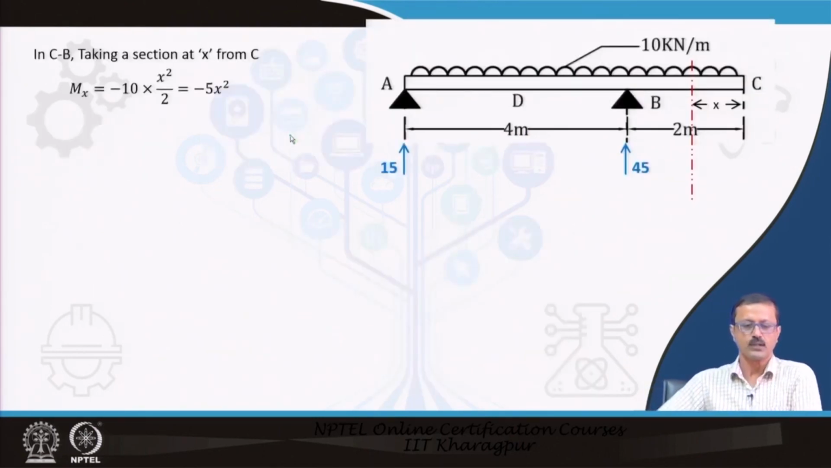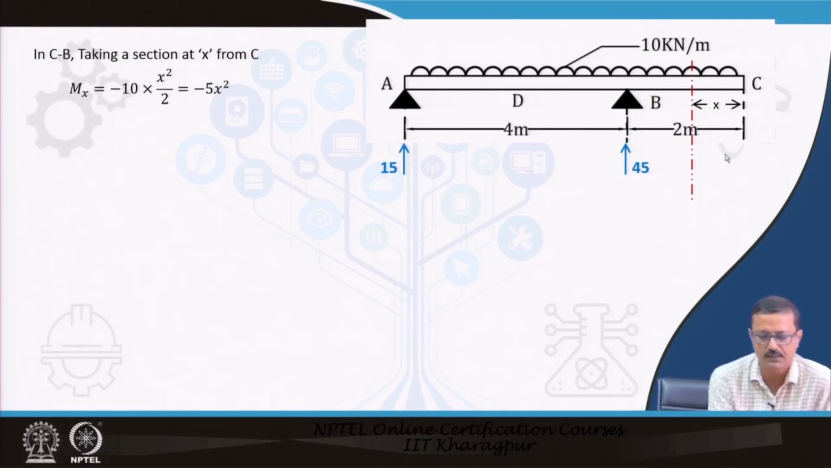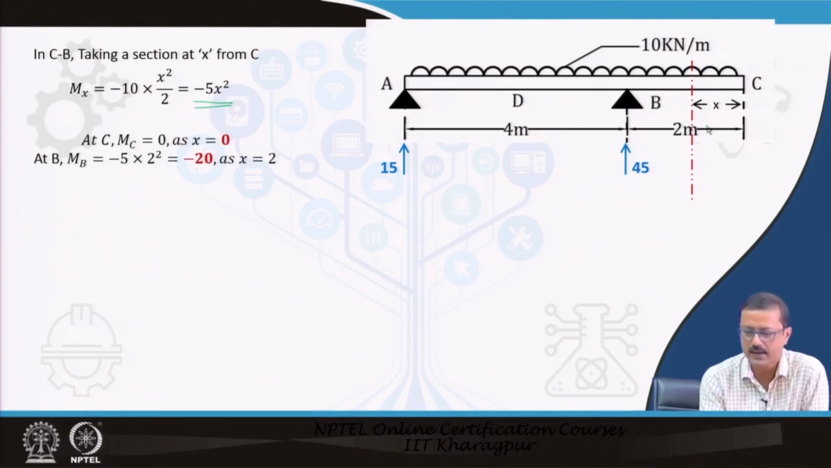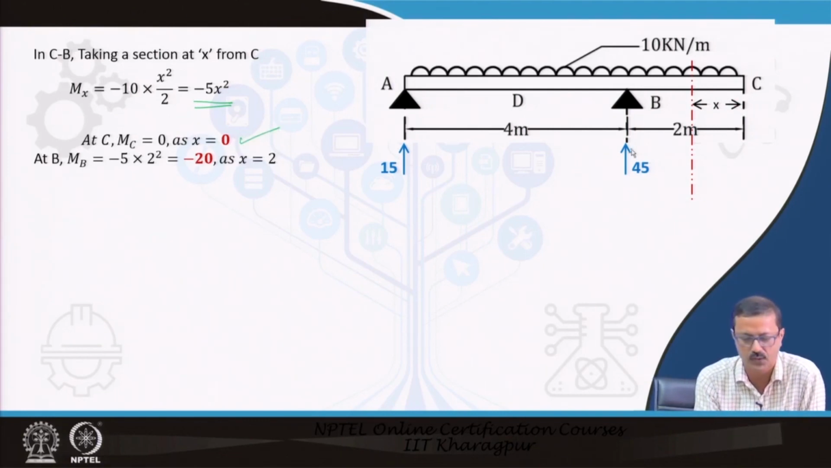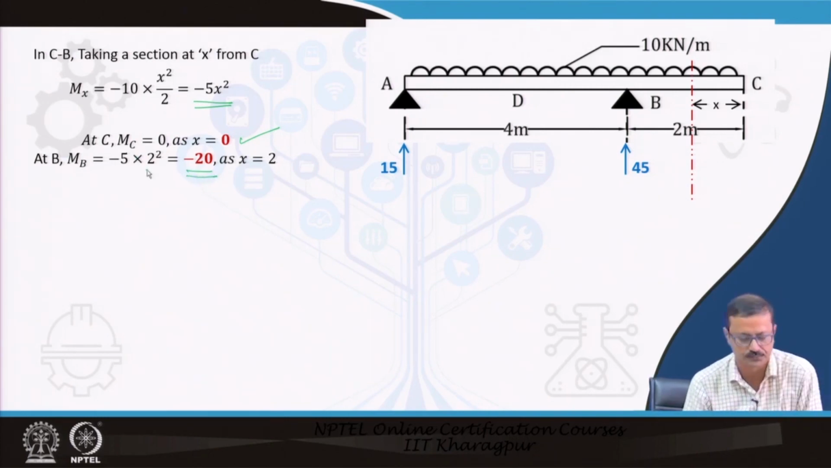Next, let me take the bending moment section by section. I am taking the bending moment from C. So, at any section from C, the bending moment is 5x square, because it is 10 into x by 2. So at C it is 0 because the x value is 0, and at B, MB is equal to 20, because the value of x equal to 2.